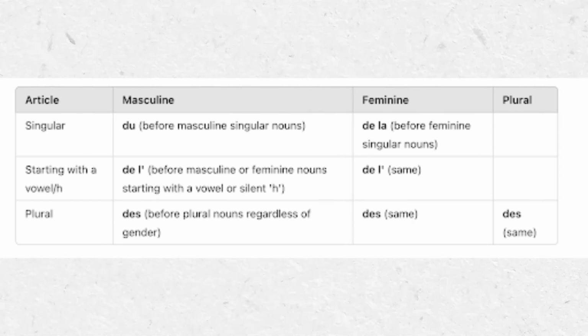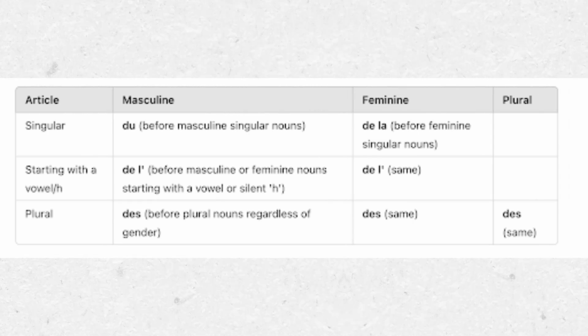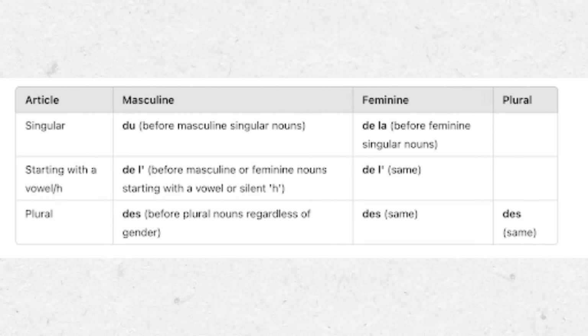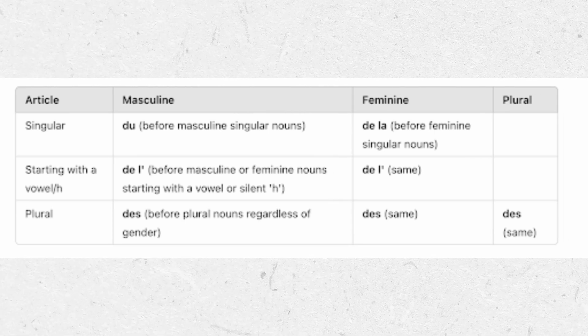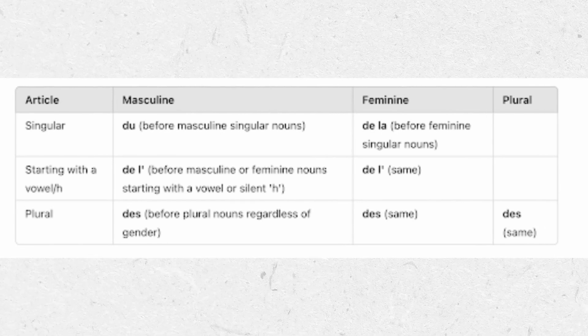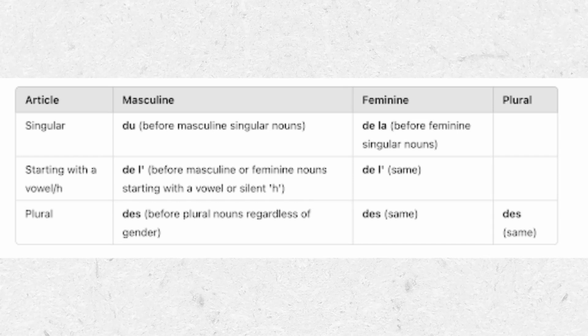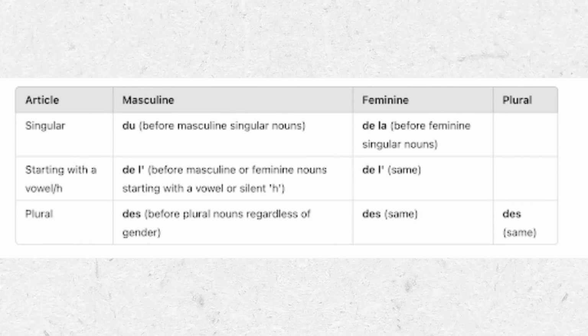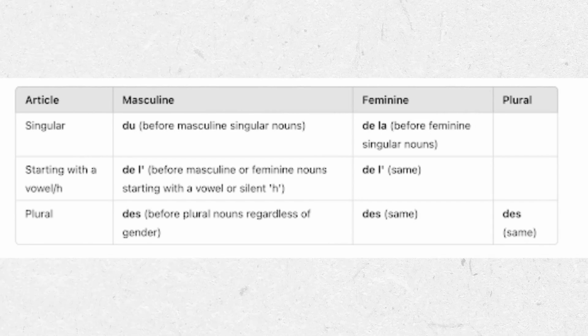Now, we have four main partitive articles and they all depend on the gender and the number of the noun you are talking about. In this table, we have the masculine singular partitive article, and this is du. We then have the feminine singular partitive article, de la, followed by de l', which is most times used before a vowel or a silent H. And lastly, we have the plural version des, and this is used regardless of the gender.